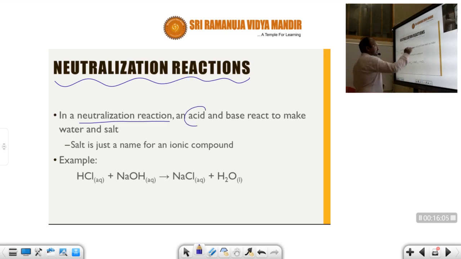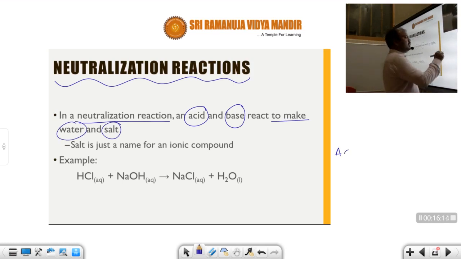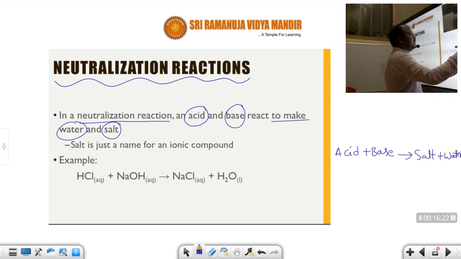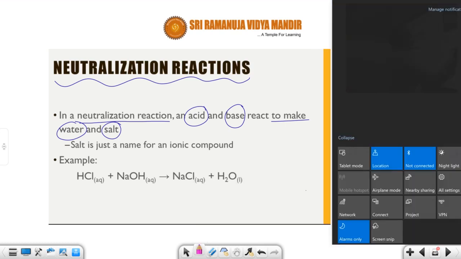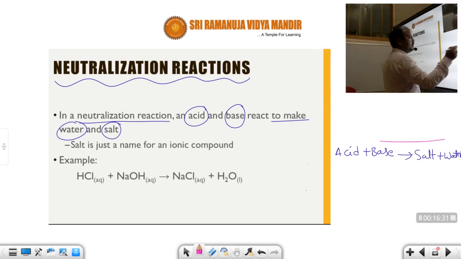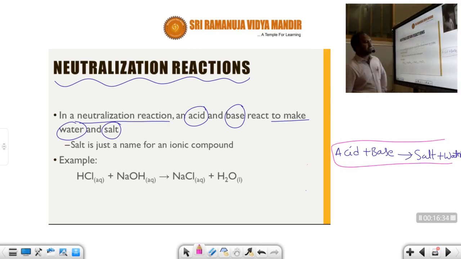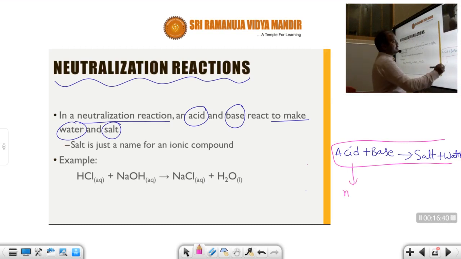But when is the double decomposition reaction called a neutralization reaction? When acid reacts with base to form or to make salt and water, that is called neutralization reaction. Acid reacts with base to produce salt and water. This is called neutralization reaction. Very important reaction. What is neutralization reaction? Acid reacts with base to form salt and water. It is called neutralization reaction. But it is also a double decomposition or double displacement reaction.